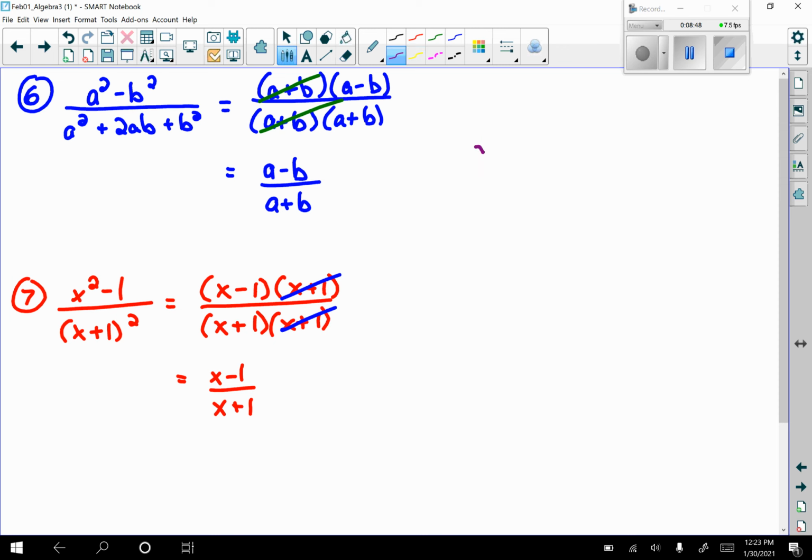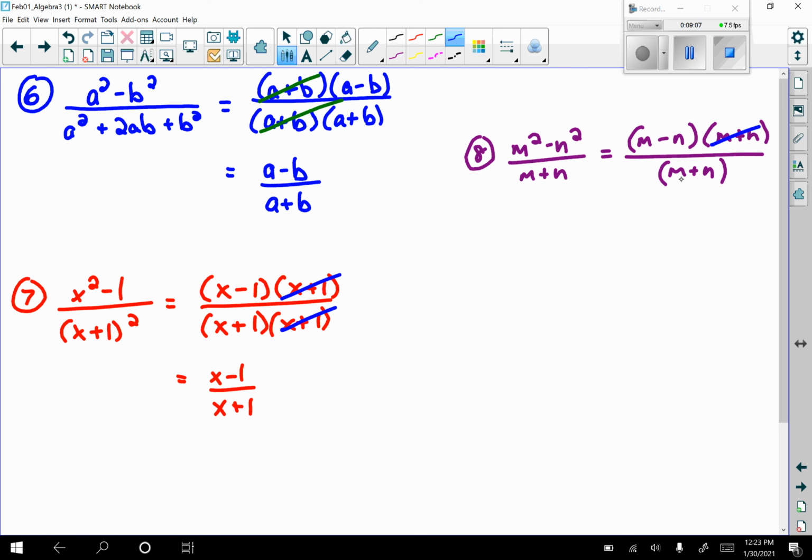And then last, we'll take a look at number 8. We have m squared minus n squared over m plus n. We have another difference of squares in the numerator, so that's going to factor into an m minus n and an m plus n over m plus n. So now just the m plus n's cross out, and we're just left with m minus n.